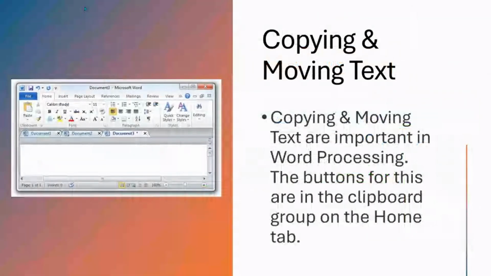Copying and moving text. So you see, copying and moving text are important in word processing. The buttons for these are in the clipboard group on the home tab. So remember the tabs, they are found on the ribbon. The ribbon contains various tabs. So these tabs are the home tab, the insert tab, the page layout, the references, the mailings, the review, and so forth. And each of them has their respective group. So when you click on home, you will see something different from when you click on page layout. And you can always explore that on your computers.